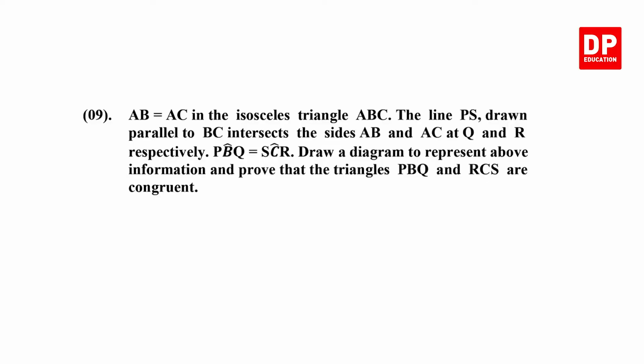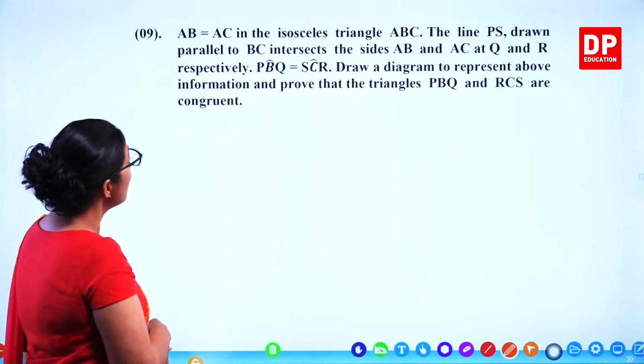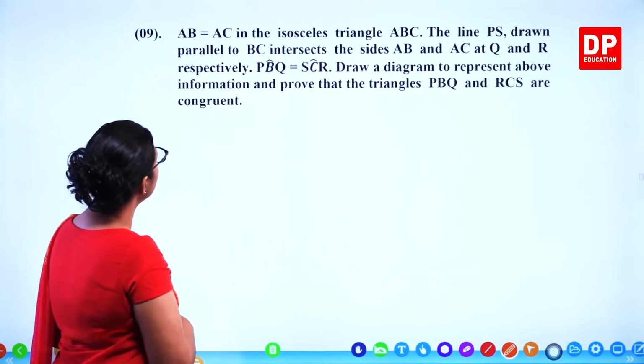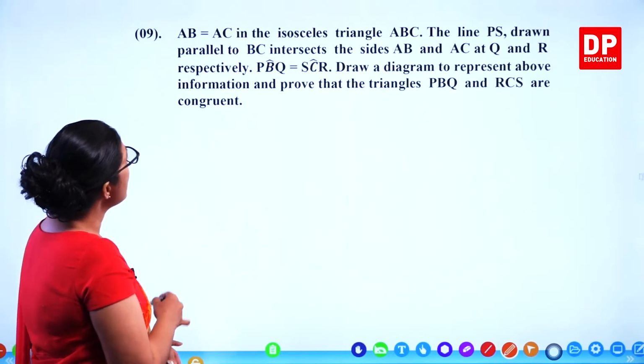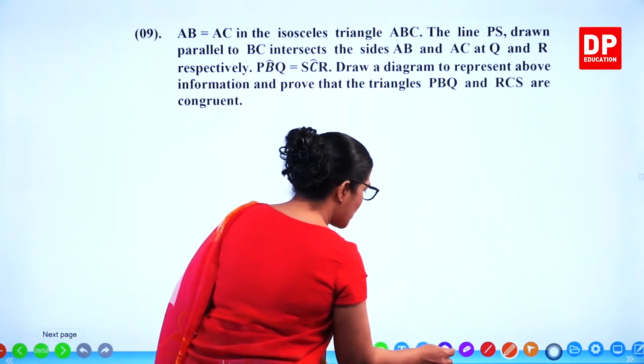Question number 9. So this is about a triangle and you have to prove that the two triangles are congruent. So let's draw the diagram. AB equals AC in the isosceles triangle ABC. So first we'll draw an isosceles triangle.